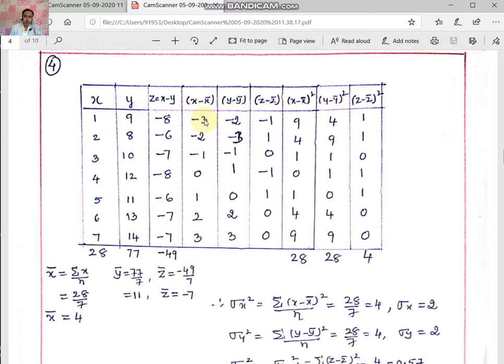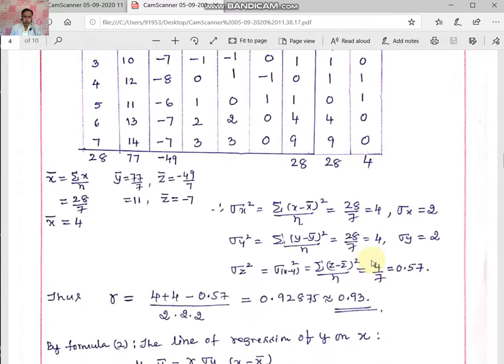Then find new columns called x minus x bar. Take all the differences. Y minus y bar, find all the differences. Z minus z bar and the corresponding squares: x minus x bar whole square, y minus y bar whole square, z minus z bar whole square, and add them. The sum of x minus x bar whole square is 28. The sum of y minus y bar whole square is 28. The sum of z minus z bar whole square is 4.